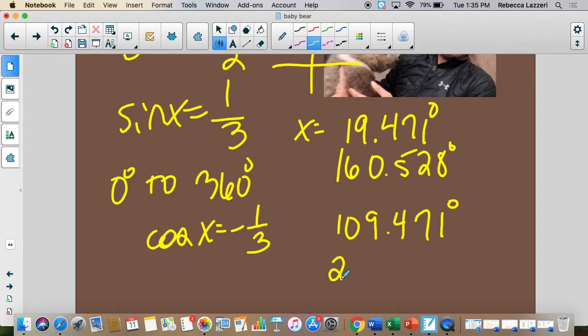What do you have, Julia? I got 289. All right, take the cosine of that. I got negative 0.333. Okay, so that one was right. 250.53. So what happened was it spit out this one, 109, right? And then what did you do to get 250? You subtracted 360. You've got to find your reference angle.